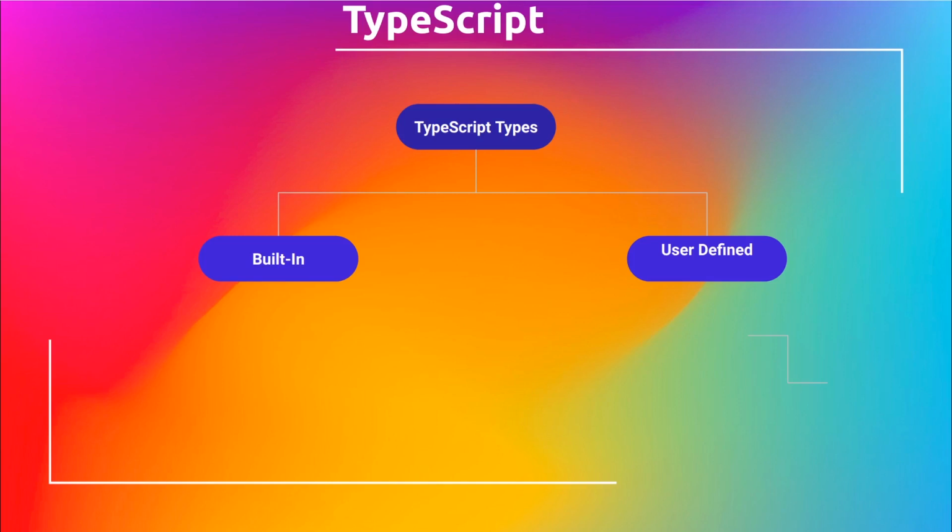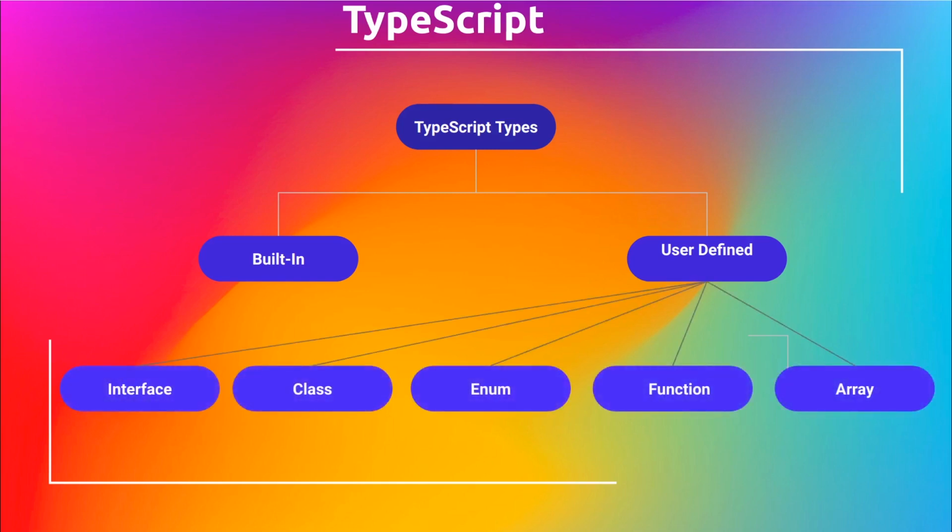Like built-in types, we have user-defined types in TypeScript. So there are various user-defined types: interface, class, enum, function, and arrays. So we will see each of them one by one. Interface acts as a structure or shape. Here we cannot instantiate the interface, but it plays an important role in type checking in TypeScript.